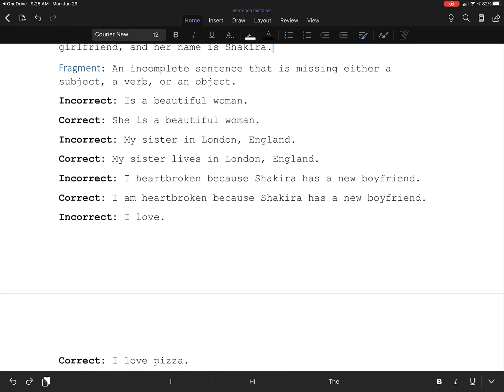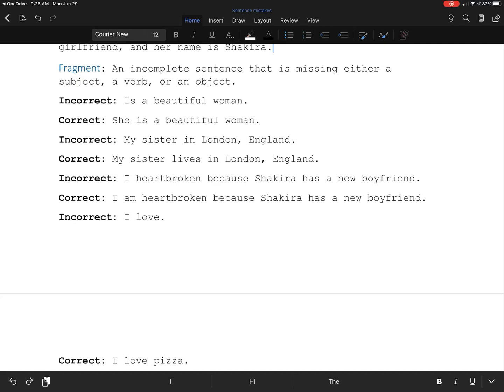A fragment sentence is a kind of a sentence, it's still a mistake, but we're missing some part of a subject, or we're missing some part of the sentence. We always need to have a subject, a verb, and an object in a sentence. So if we're missing any part, any one of these three, then it's not correct. If I say, is a beautiful woman, that's not correct. I am missing my subject. I need to say, she is a beautiful woman. My girlfriend is a beautiful woman. Angelina Jolie is a beautiful woman. But we need to have some kind of subject there.